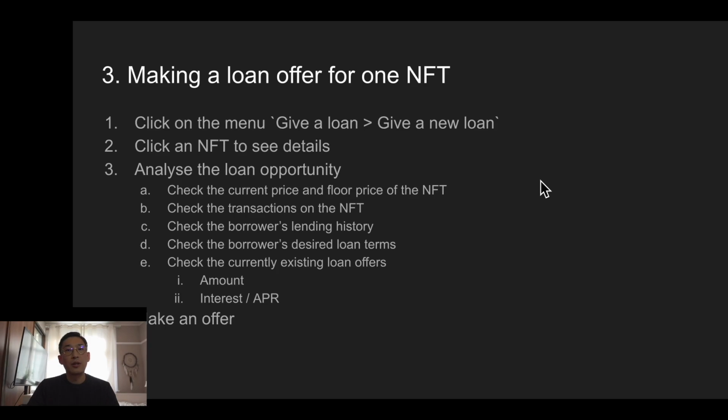Once you connect the wallet, now you can make a loan offer. I'm going to show you an example screen that I'm going to go through after this slide, but we're going to quickly go through the steps. First, you're going to have to click on the menu called Give a New Loan.